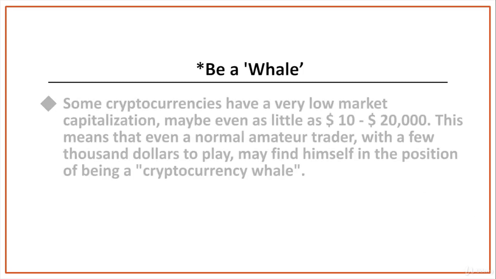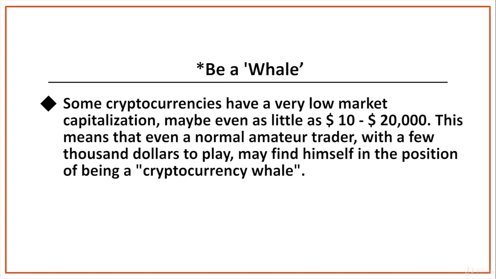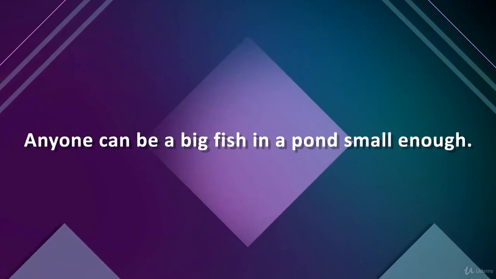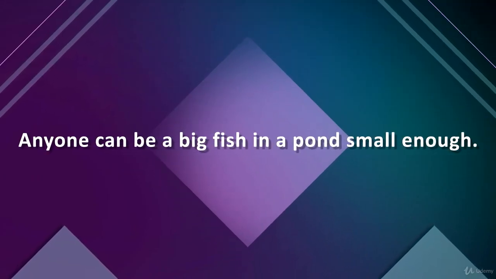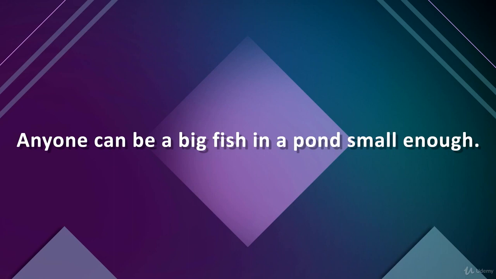So, be a whale. Some cryptocurrencies have a very low market capitalization, maybe even as little as $10 or $20,000. This means that even a normal amateur trader with a few thousand dollars to play with may find himself in the position of being a cryptocurrency whale, and anyone can be a big fish in a small enough pond. So buy a very low value coin that you think may have potential, and you can become a big fish in a small pond. It can be a very profitable strategy, but also very dangerous.